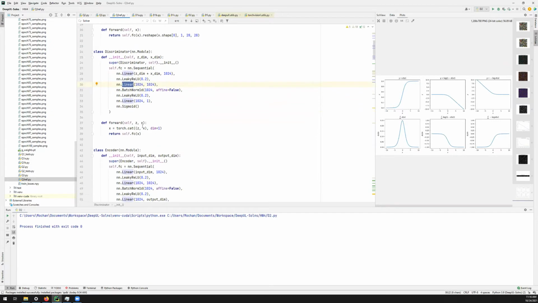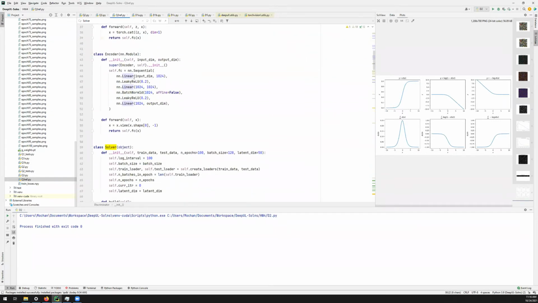Pretty straightforward. And then the encoder, similar. So the output must be the output dim. The output dim would be the latent variable size, and the input dim would be the size of the image. So you have linear, leaky ReLU, linear, batch norm, leaky ReLU, and then back to linear. Okay, so these are the three things.